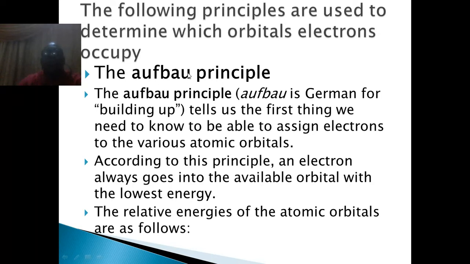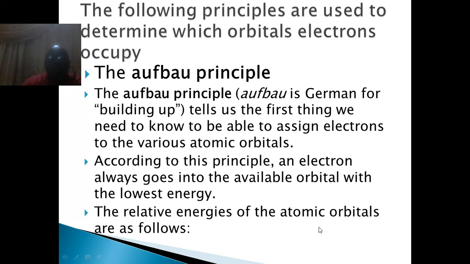Now, these principles are used to determine which orbital an electron will occupy in an atom. One of them is the Aufbau principle. The Aufbau principle tells us the first thing we need to know to be able to assign electrons to the various atomic orbitals. According to this principle, an electron always goes into the available orbital with the lowest energy. That means when you are filling up an atom with electrons, you first of all fill the orbital with the lowest energy, before you fill the one with the next higher energy.